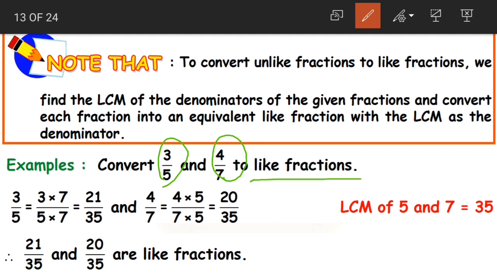Again, what are like fractions? Like fractions are those which have the same denominator. Here the denominator of the first fraction is 5 and for the second it is 7. Both are different, right? So these are currently unlike fractions. We need to convert them into like fractions. 3 by 5 and 4 by 7. Now how to do that?